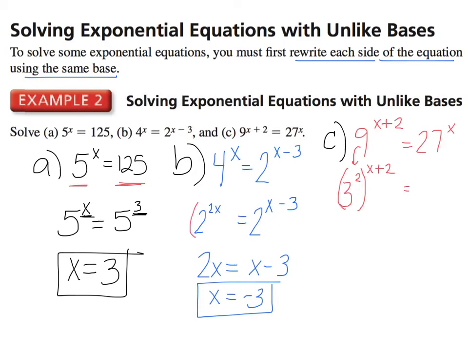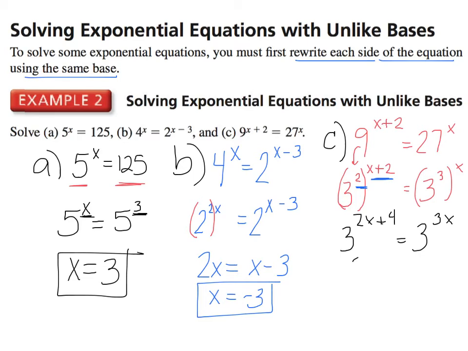Now, you could have done the same thing over here. 27 could be rewritten as 3 to the third power to the x. But here's where you have to follow your rules that you learned a while back. Power to a power, you multiply. So this becomes 3, and then you have to multiply 2 times the quantity x plus 2. That will give you 2x plus 4 equals 3 to the 3x.